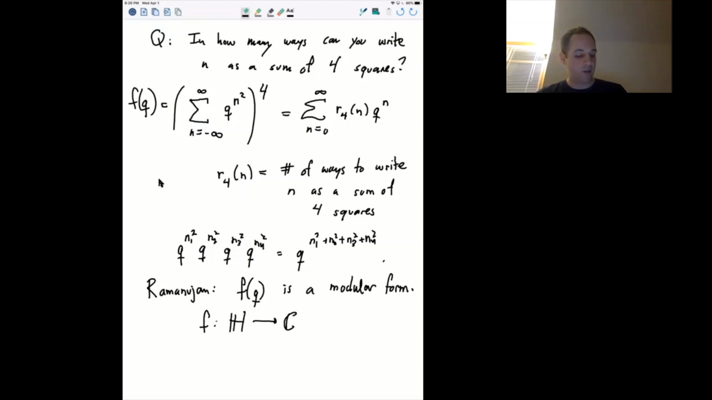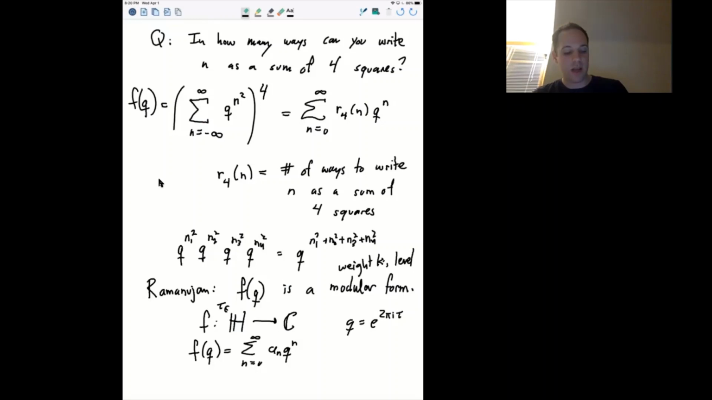So f can be written as a Fourier expansion in q. If tau is the variable in the upper half plane, then q is e to the 2 pi i tau. So it's the sum from n equals 0 to infinity of a_n q to the n. And anytime you have a modular form, it has 2 features. It has a weight, k, and it has a level, m.